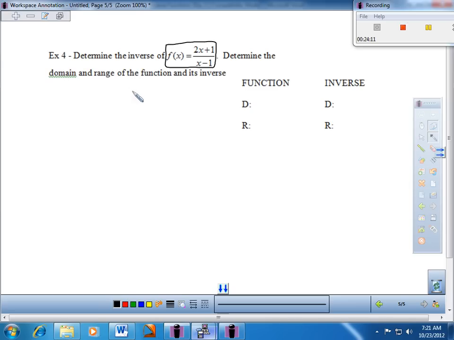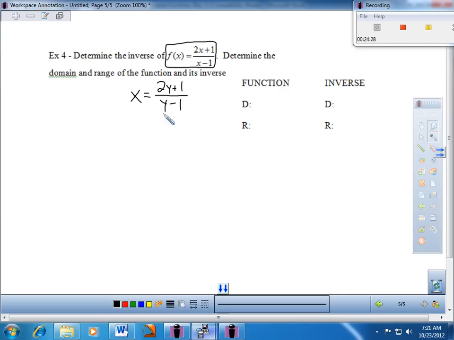Right away, instead of y equals 2x plus 1 over x minus 1, we switch. So interchange the roles of x and y. So I should get something like this right here. And if you notice, now we have 2 dilemmas. Dilemma number 1 is what I'm trying to solve for. The y is stuck in the denominator. It's trapped. We've got to fix that.